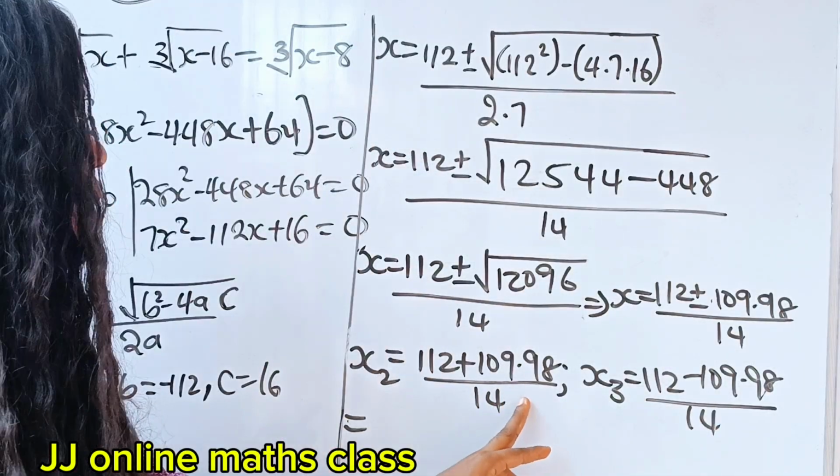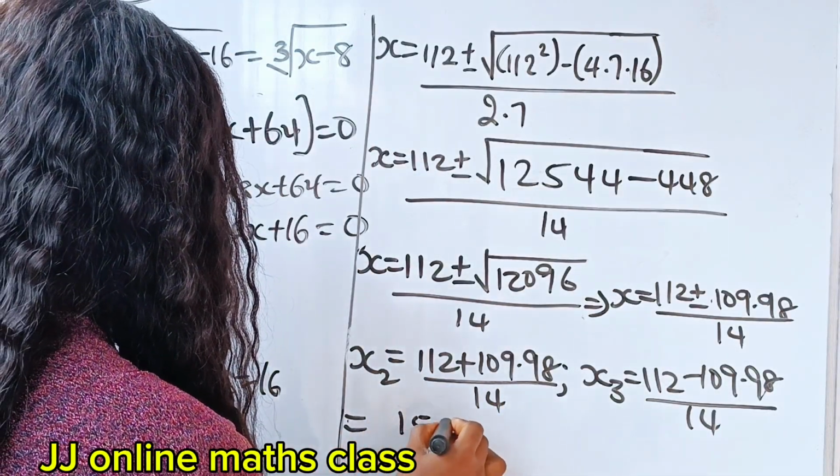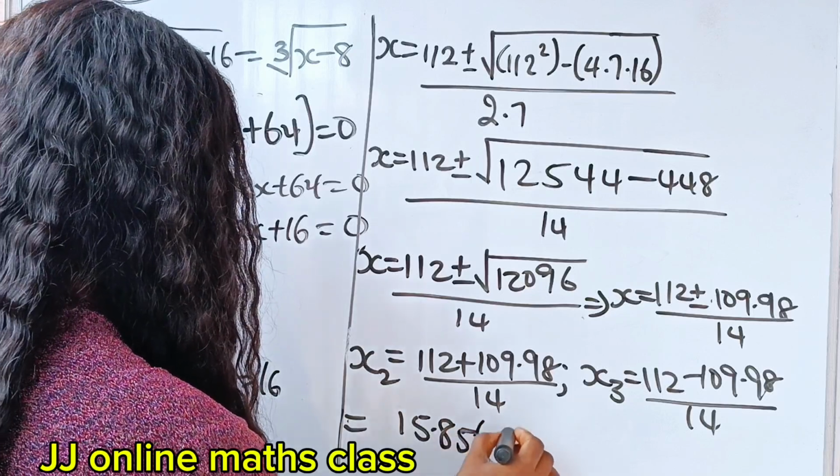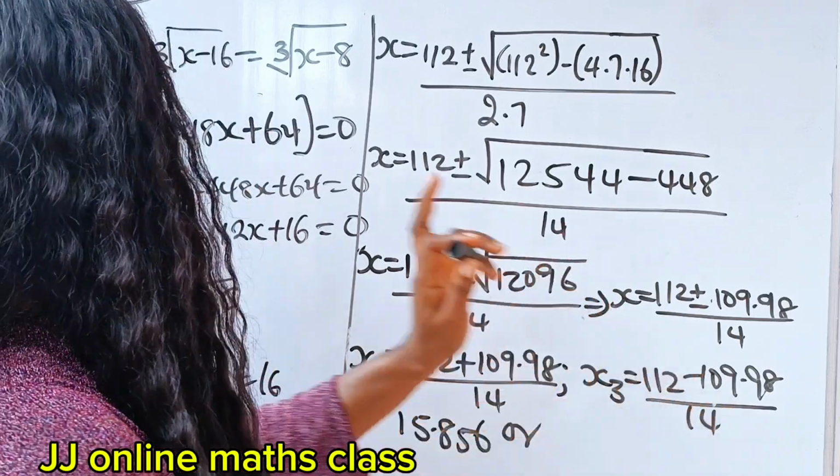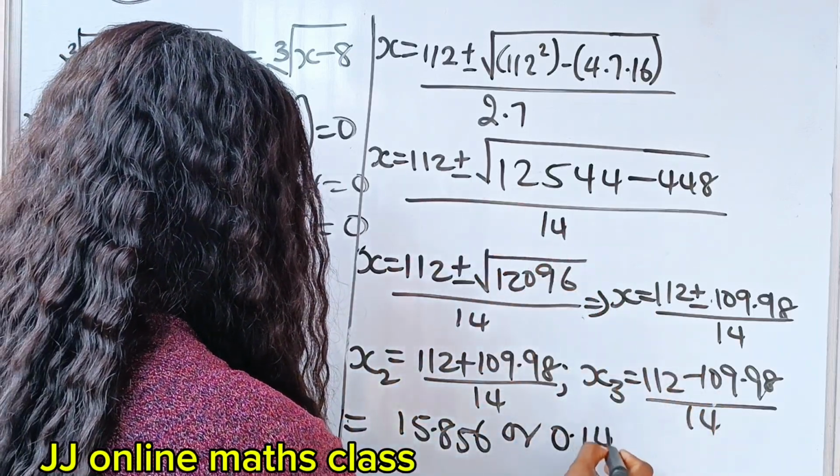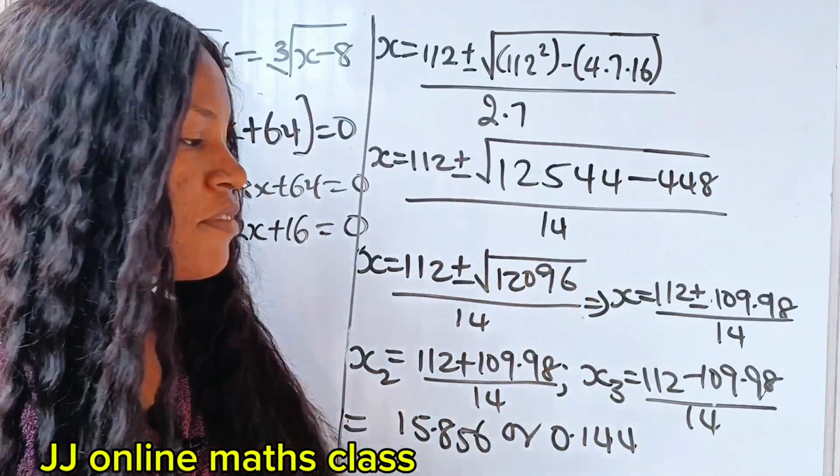Now if you solve this, you are going to get approximately 15.856, or if you solve the other one, it's going to give you approximately 0.144. And these are the values of our x.